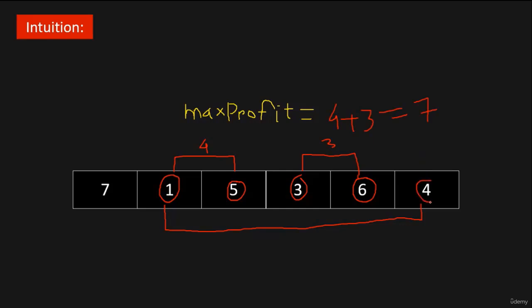Then our next element is 4, and we see that 4 is less than the previous element. So we're done. At the end we will return max profit, and max profit equals 7. For this input we will return 7. And this is how we can solve this problem. This is pretty straightforward. Now let's see the pseudocode.